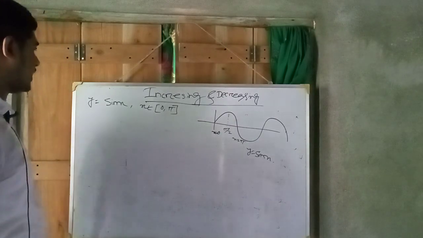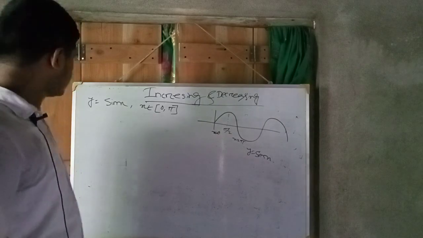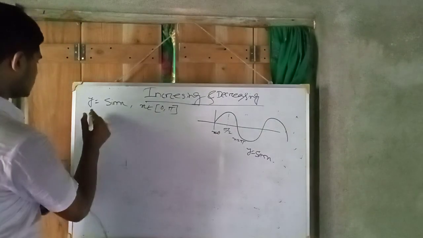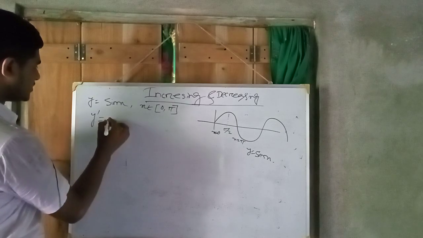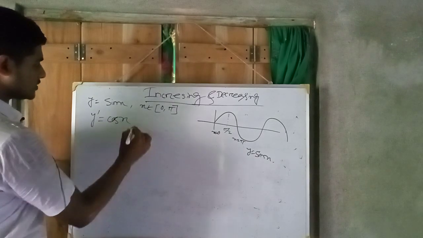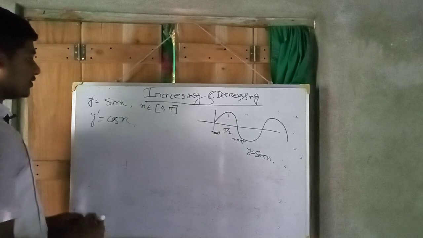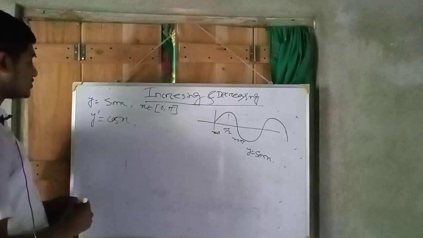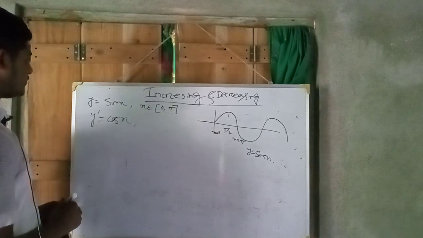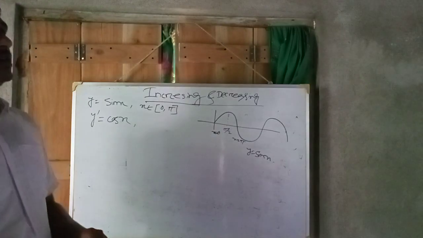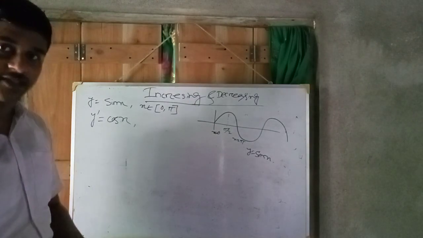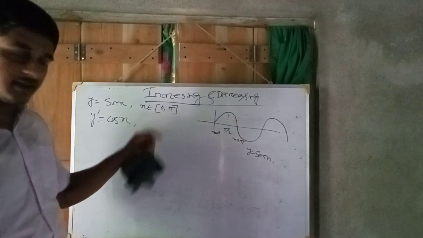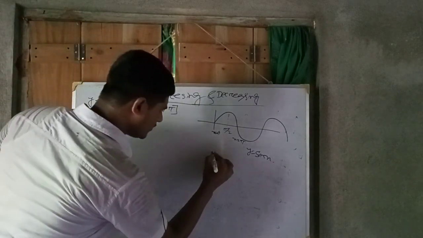First of all, according to our theorem, we take the derivative of the function. So y dash equals cos x. Now we check where y dash vanishes, that is, where cos x vanishes in this interval. Let's see.